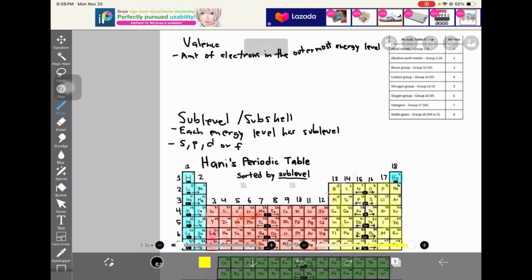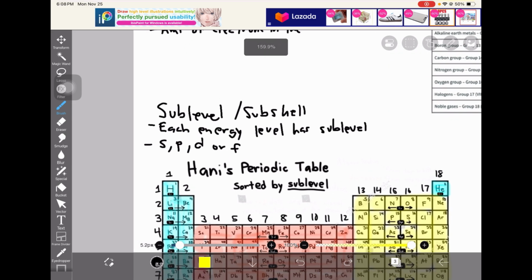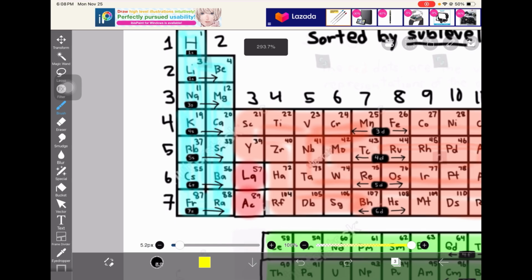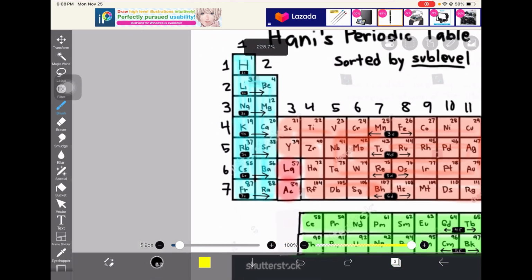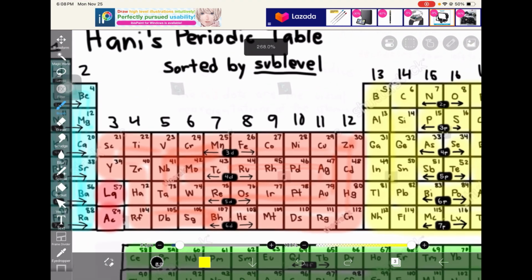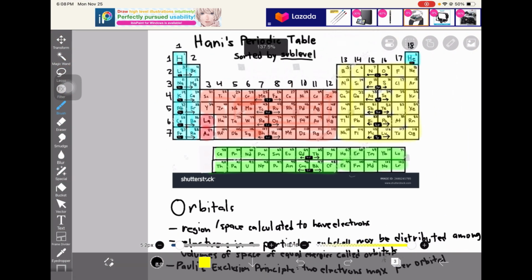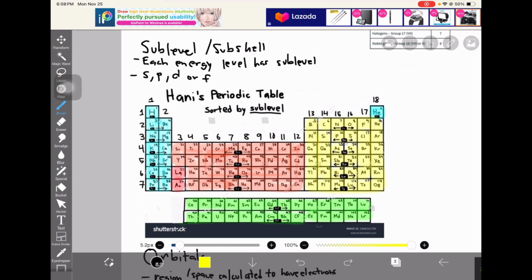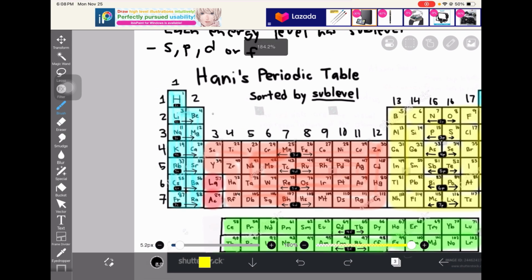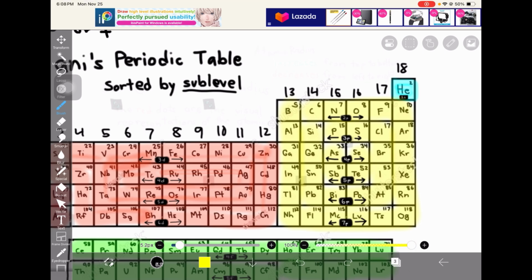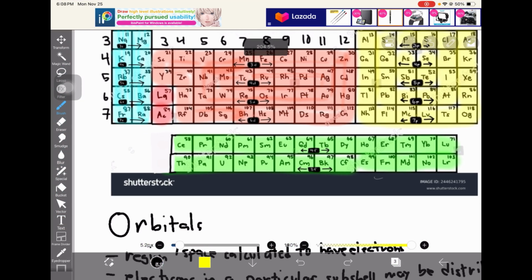Next is a sublevel or subshell. Each energy level has sublevels, and it can either be S, P, D, or F. And as you could see from my periodic table here, this is what we know as the S block. This is what we call the D block. This is what we call the P block, and this is what we call the F block. So it just basically states the orientation. S has only one orientation, P has 3 orientations, D has 5, and F has 7.